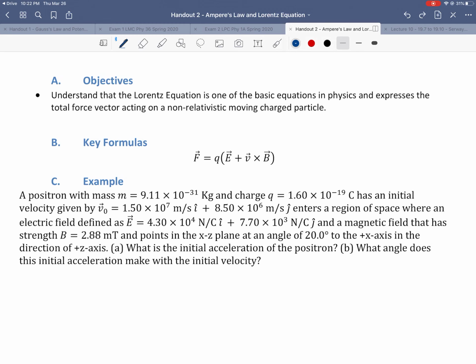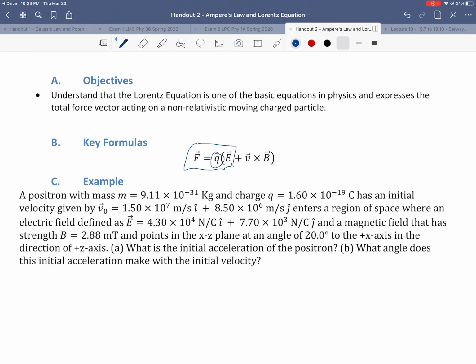So this is very much a vector equation. It tells us that the force acting on a charged particle is going to be equal to the charge of that particle times the electric field. In other words, if there was no magnetic field, then our expression would simply be F equals Q times E.